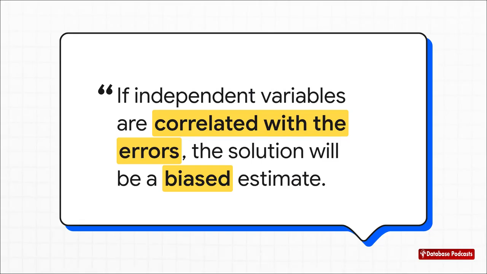The second rule is a little more subtle. It's about making sure our inputs aren't secretly correlated with the errors. That sounds technical, but it really boils down to this. We have to be careful about hidden factors that can systematically throw off our results. Let's walk through an example to make this crystal clear.